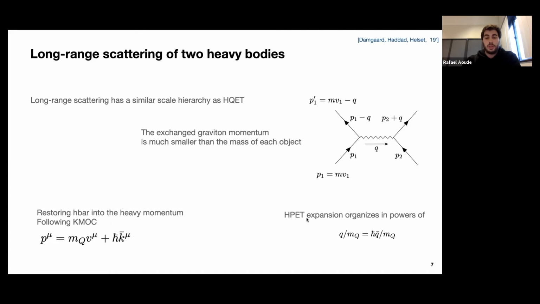And the nice thing of the HPET expansion is that in the Lagrangian sense it organizes the terms in the operators in powers of q over m, the heavy mass, and then if you restore the h bar, you organize in powers of h bar. So it's a very nice organization of the operators that you should include in the Lagrangian.